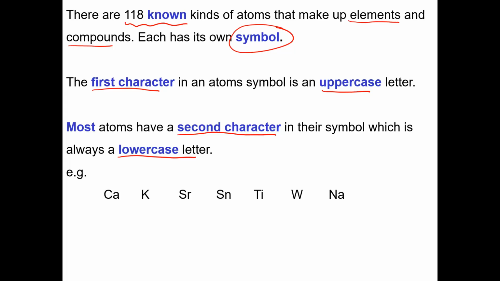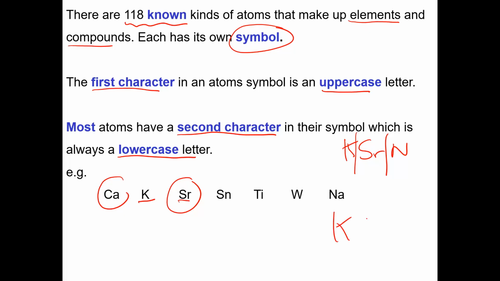So, these are some typical examples. Uppercase, just because it's a one character symbol. Uppercase followed by lowercase because we've got two characters. So every time I see an uppercase, I know that I'm beginning a new atom type. So if I saw K, S, R, N written like that, I would know that that was the division between the types of atoms.